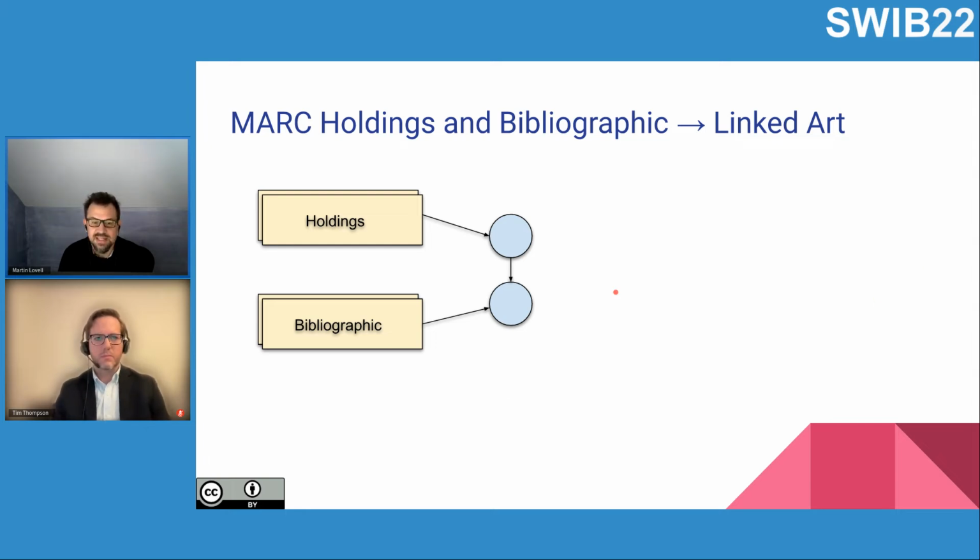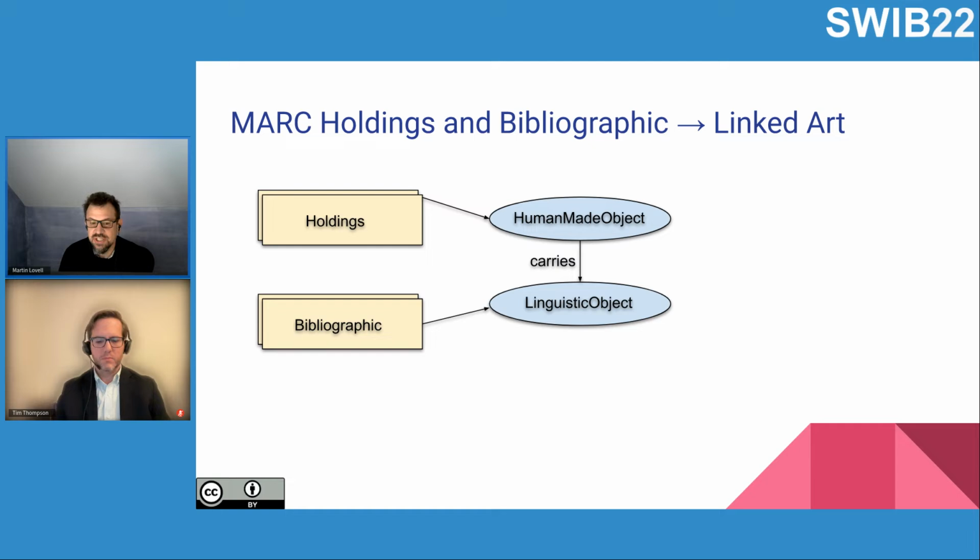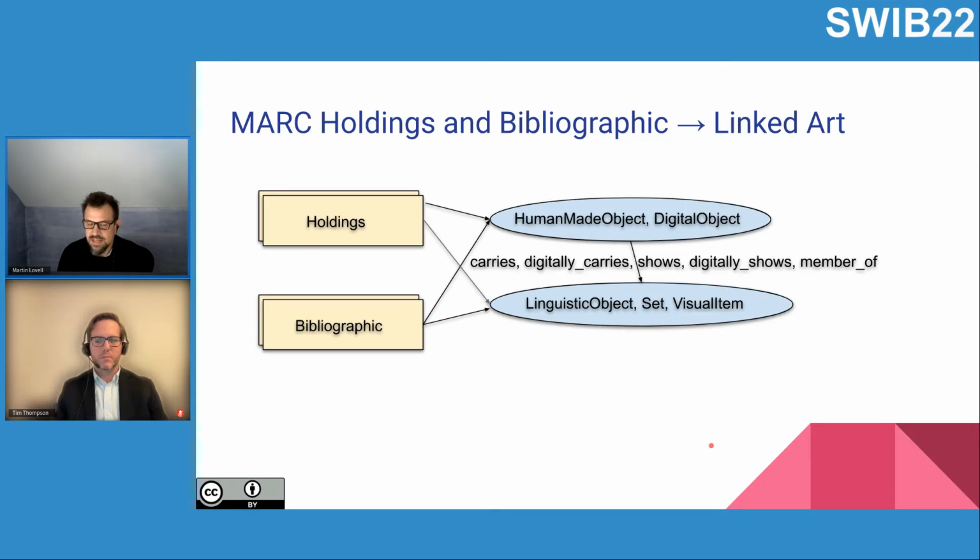So this is our basic mapping. It's a holding and a bibliographic record. They get translated into some Linked Art entity, and there's a relationship between them. And like Tim said, a lot of our data is that the bibliographic information will be a linguistic object, and the holding will be a human-made object. And it gets a little bit more complicated based on some of the supertype taxonomy and things like that, where we'll have different types of objects, and the relationship's a little bit different.